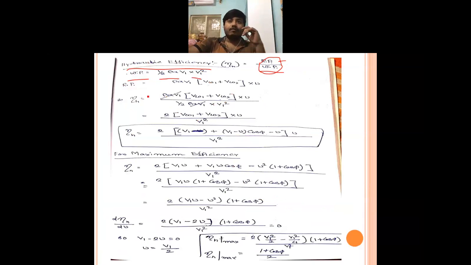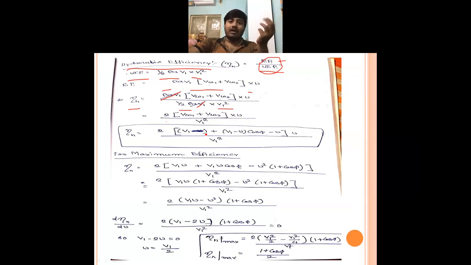So what will be the efficiency, hydraulic efficiency? It will simply become rho a v1 multiplied by (vw1 plus vw2) into u, by half rho a v1 into v1 square. So this rho a v1 and rho a v1 will cut down, and the final equation will come like this: 2 (vw1 plus vw2) u by v1 square.